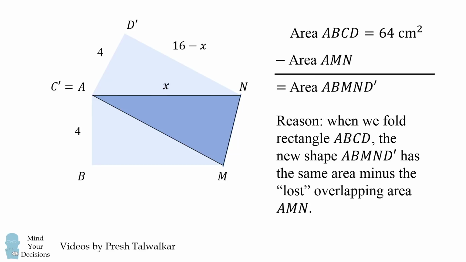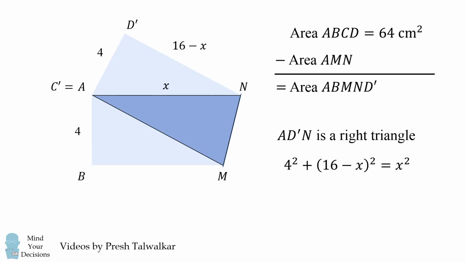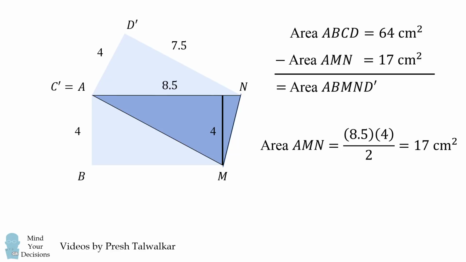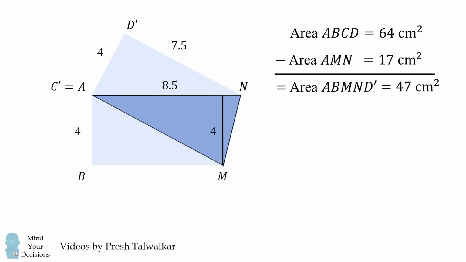And once again, the reason is that when we fold the rectangle, the new shape has the same area as the original shape minus the lost overlapping area of AMN. So all we need to do is calculate the area of AMN. We can do this like before. We first solve for the value of x by the Pythagorean theorem, and then we calculate the area using one side of 8.5 and the height of 4. So we get that AMN has an area of 17 square centimeters. So then the area of the pentagon will be 64 minus 17, which is 47 square centimeters.